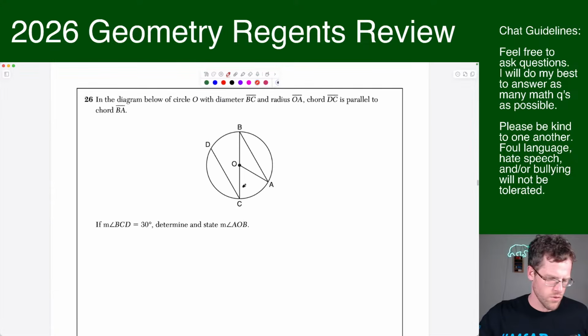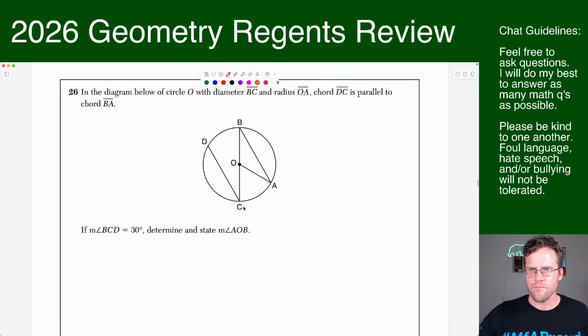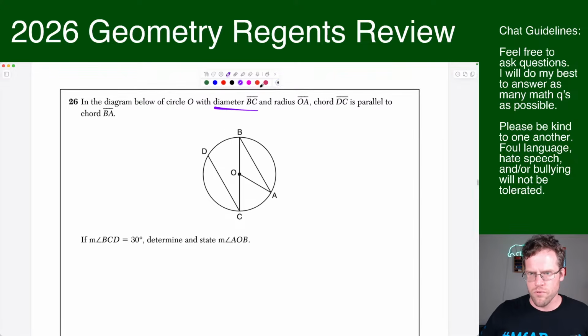So this one is one of those brute force questions. We have diameter BC, which means it goes through the center. Radius OA goes from the center to the end. Then we have this one: DC is parallel to BA. And angle BCD is 30 degrees. So this one is 30.